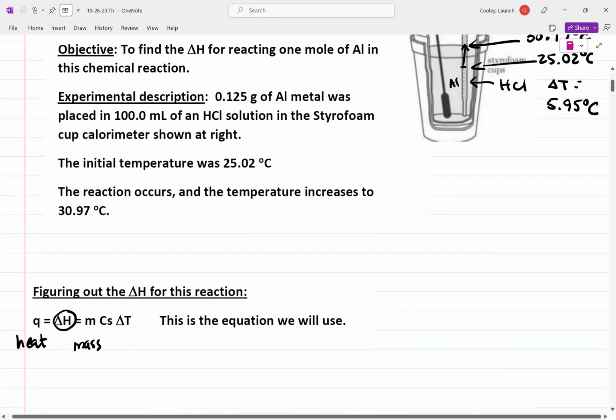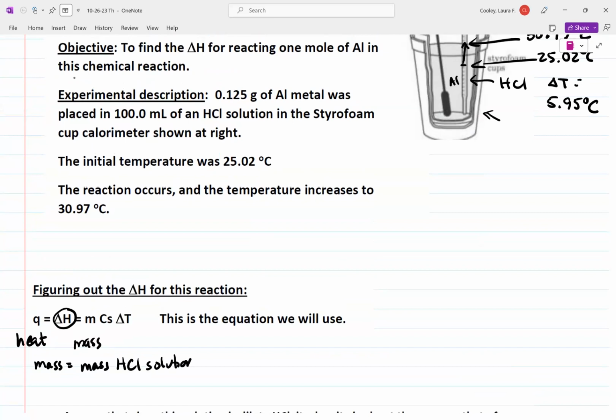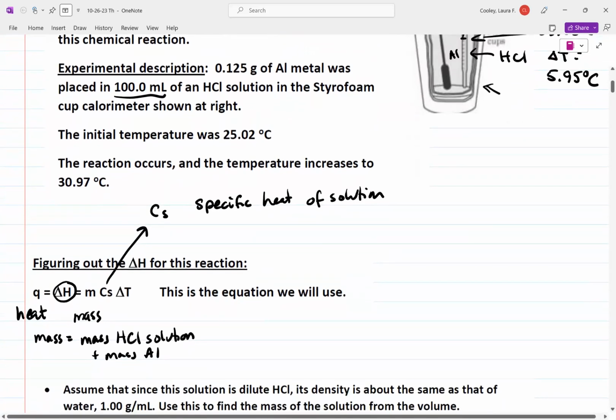And we're talking about the mass of the solution here, which, since you put a little piece of aluminum in it, is the mass of the HCl solution, that 100 milliliters, plus the mass of the aluminum, which is almost negligible. This here, CS, as I talked about last time, is specific heat. This is of the solution, but we approximate. We say, oh, this is a dilute solution of HCl. By the way, I didn't give you an amount of HCl, which means there's enough of it to react with all the aluminum. This aluminum reacts completely.